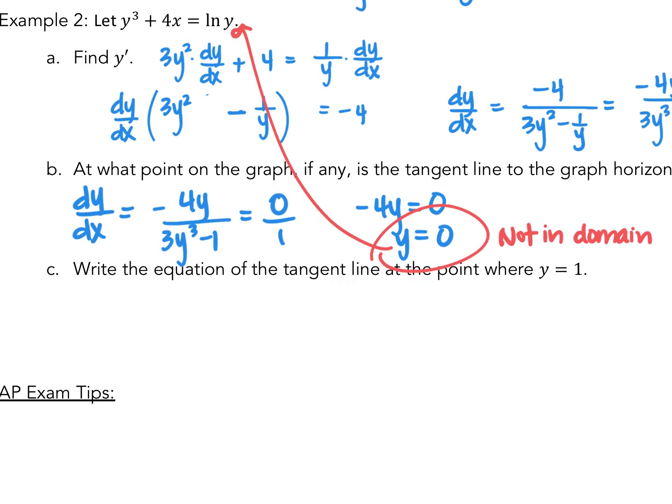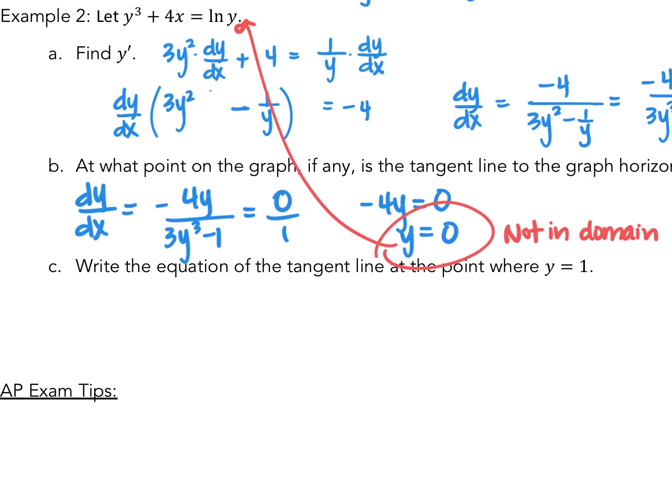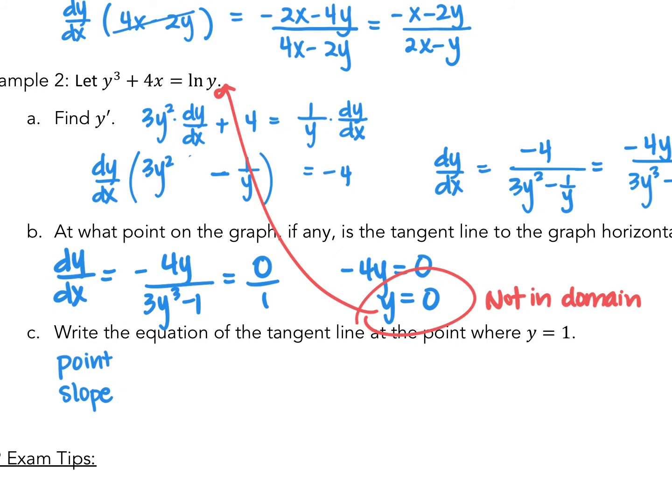All right, and then last, write the equation of a tangent line. So we know we need the point and we need the slope. Now we know y is 1, but how are we going to find x? Well, we're going to plug y is 1 back into the original function. So we'll have 1 cubed plus 4x equals the natural log of 1, which is 0. So 4x equals negative 1. So x has to be negative 1/4.